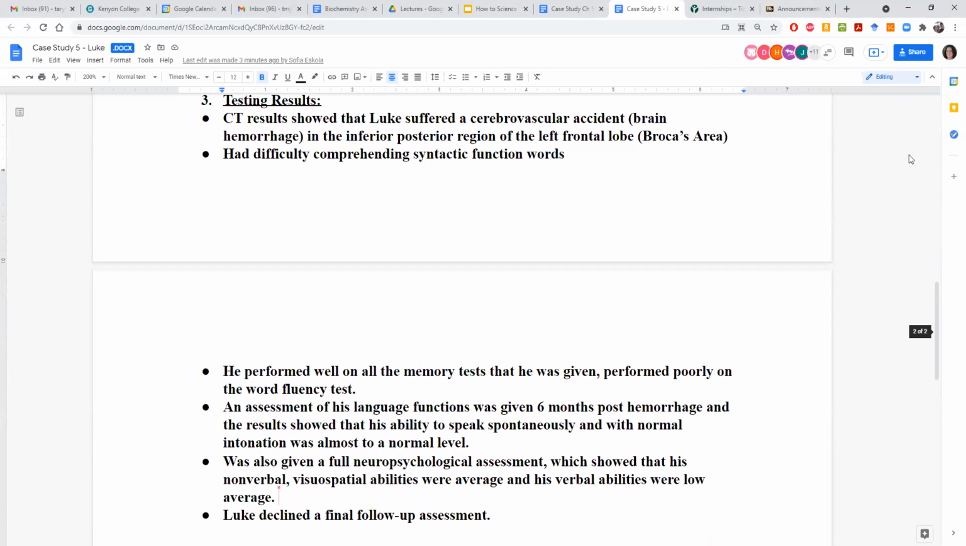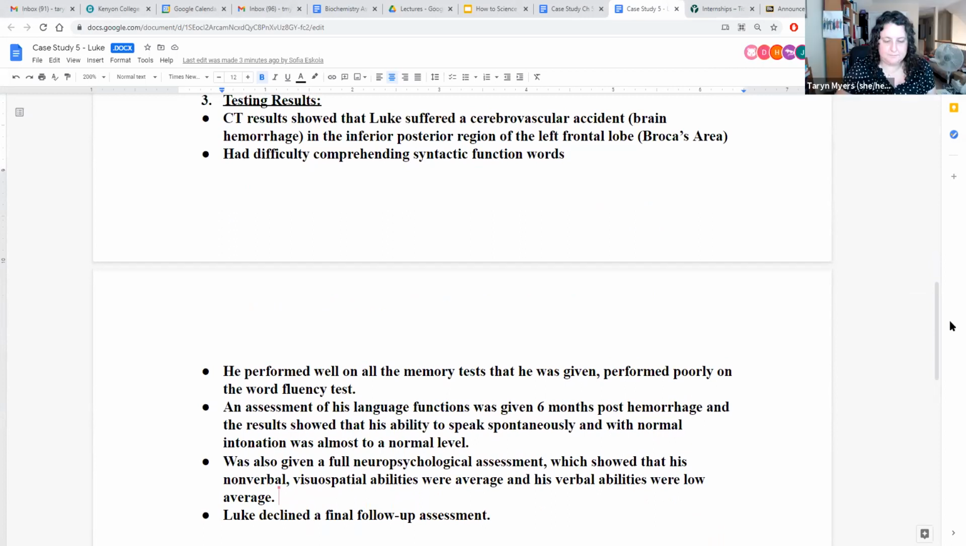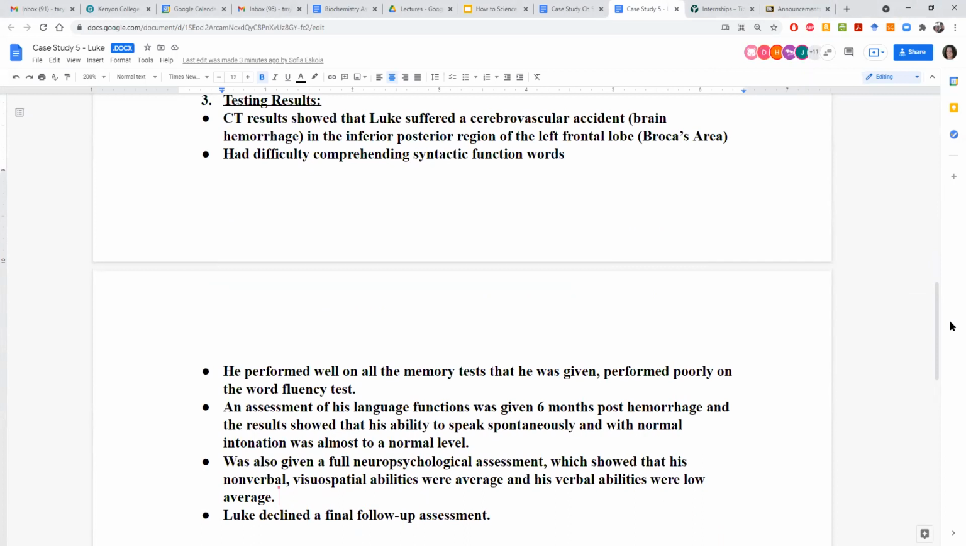So the CT results showed that Luke suffered a cerebrovascular accident, which is a brain hemorrhage in the Broca's area. He had difficulty comprehending syntactic function words. He performed well on the memory test that he was given, but he performed badly on the word fluency test. An assessment of his language functions was given 6 months post-hemorrhage, and they showed that his ability to speak spontaneously and with normal intonation was almost to a normal level.